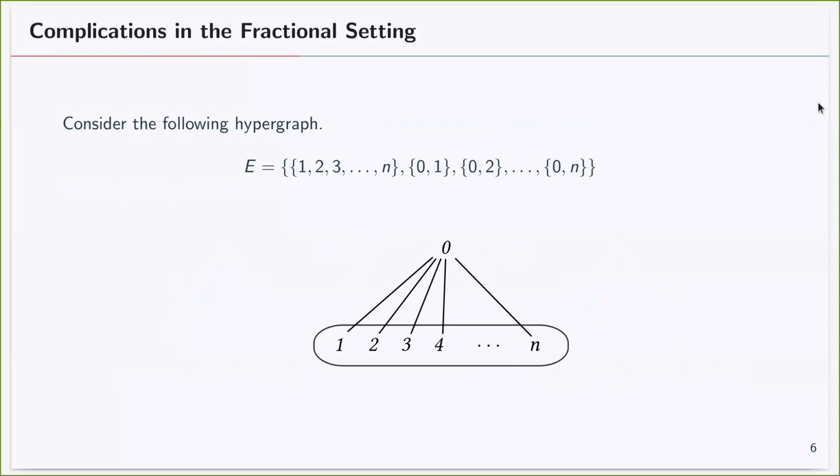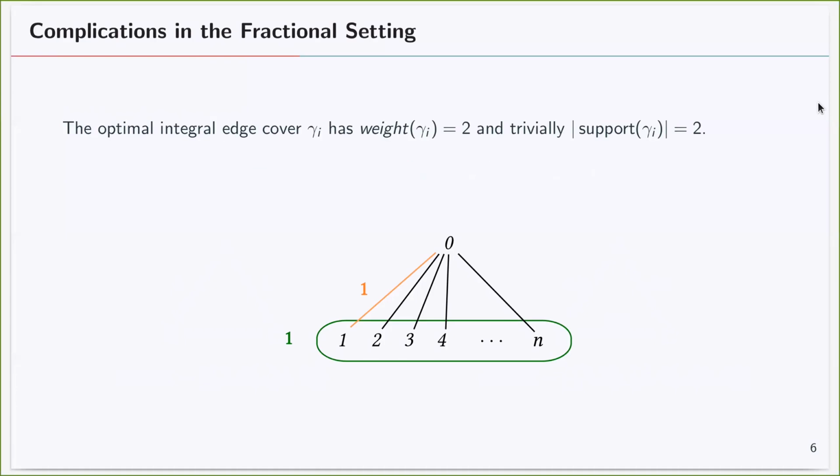So to make this maybe clearer, we have this example here, where I have this hypergraph with vertices. As vertices, we have the integers from 0 to n. We have one very big edge that covers all the numbers 1, 2, 3, 4, up to n, every number except 0. And then we have edges from 0 to every other number. So for integral edge covers, we see that the problem is quite boring. We still have a cover with weight 2.